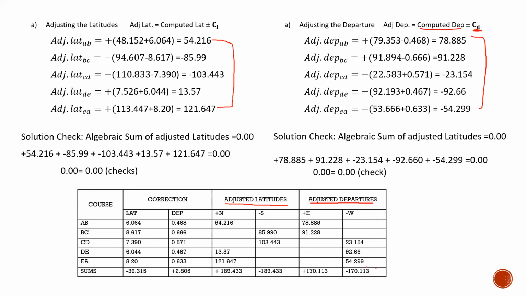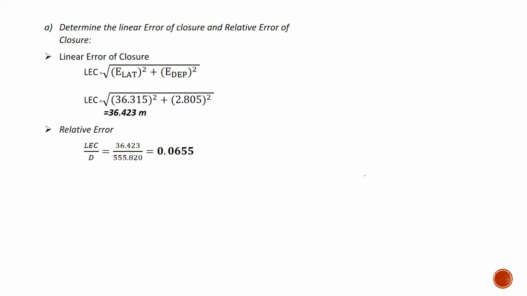So, makikita rin ng mga nag-check dito yan. Kung ako yung mag-check dito, ako titingin. Dapat parehas yung magnitude nitong dalawa. Okay? And also, you need to add yung tinatawag natin na linear error of closure and yung relative error of closure. So, that is the step-by-step of computing using the compass rule.